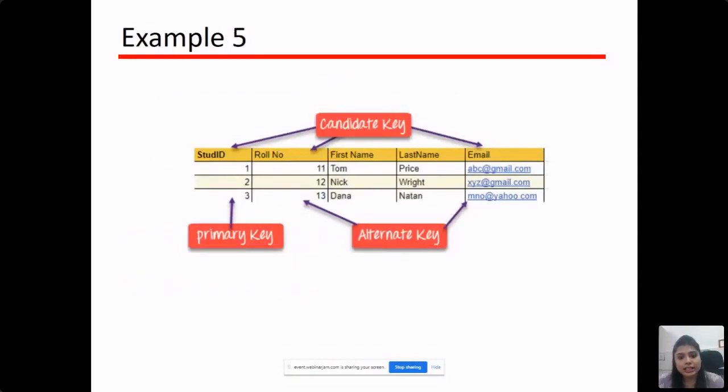Okay, now one more example, where we have student ID, roll number, first name, last name, and email ID. Look, there are 3 candidate keys in this. Student ID is there, roll number is also there, and the email is also there. With any of the 3, you can uniquely identify the entire tuple. So these all 3 will become candidate keys, but out of these 3, you need to choose one as the primary key. So if I choose student ID as the primary key, then roll number and email will become the alternate keys.